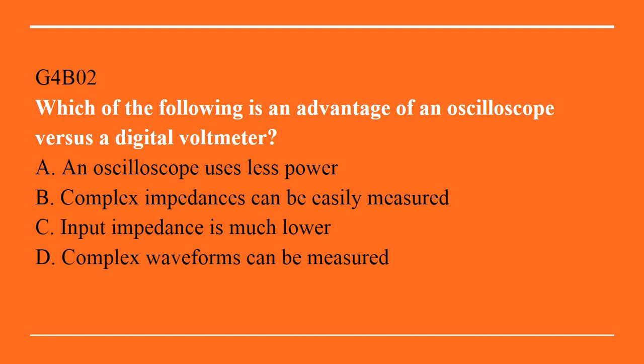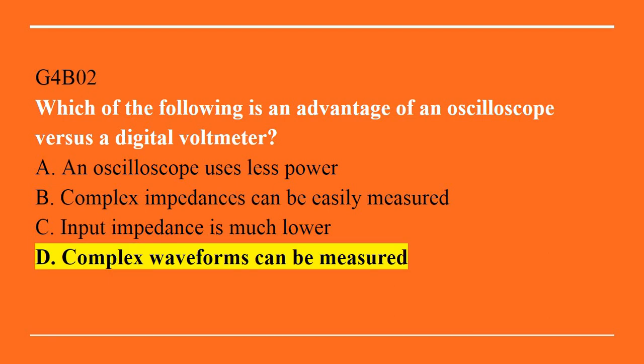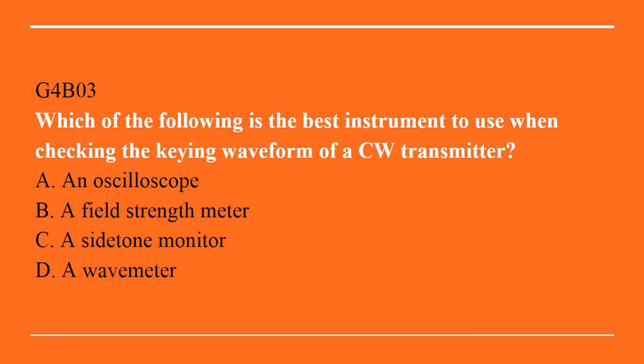G4B02. Which of the following is an advantage of an oscilloscope versus a digital voltmeter? A. An oscilloscope uses less power. B. Complex impedances can easily be measured. C. Input impedance is much lower. Or D. Complex waveforms can be measured. Answer is D. Complex waveforms can be measured.